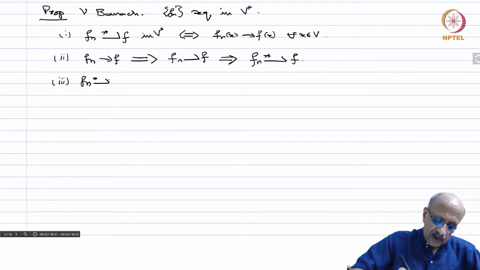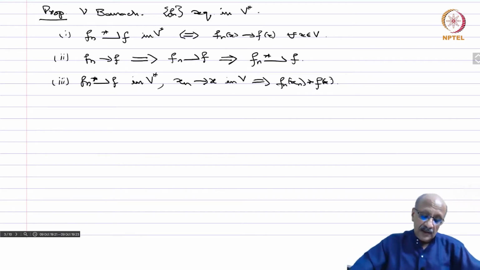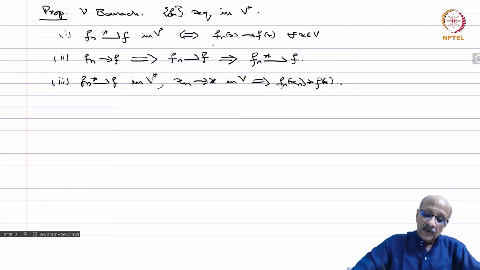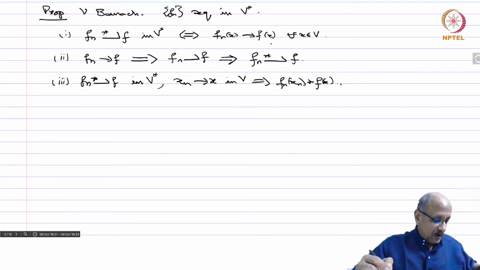Okay. 3. Fn weak star converges to f in V star and xn converges in norm to x in V. This implies fn xn converges to f of x. Again you just take the difference and add and subtract the usual term like we did last time, and you will get it. Again, if it is convergent in weak star topology, it has to be bounded, because fn x converges to f of x for every x, so by the uniform boundedness principle, norm of fn is less than or equal to c. So we have that automatically. So we do not have anything new.